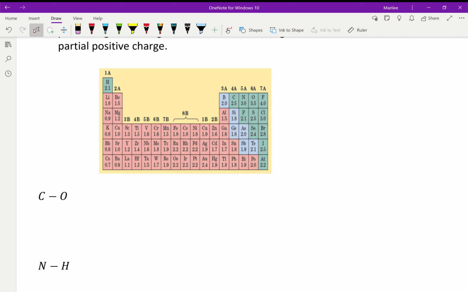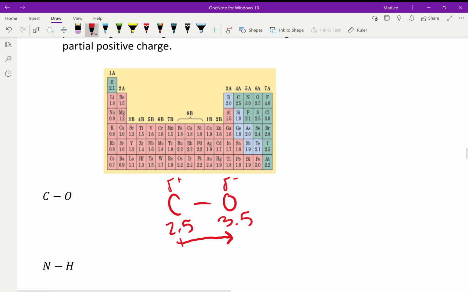So our example here is C-O. Carbon and oxygen. Carbon has an electronegativity of 2.5 and oxygen has an electronegativity of 3.5. So how do we write this? Whatever is higher has the partial negative. So oxygen is negative and carbon is partially positive. So how do we put the dipole? We draw the dipole as an arrow going to the partially negative.